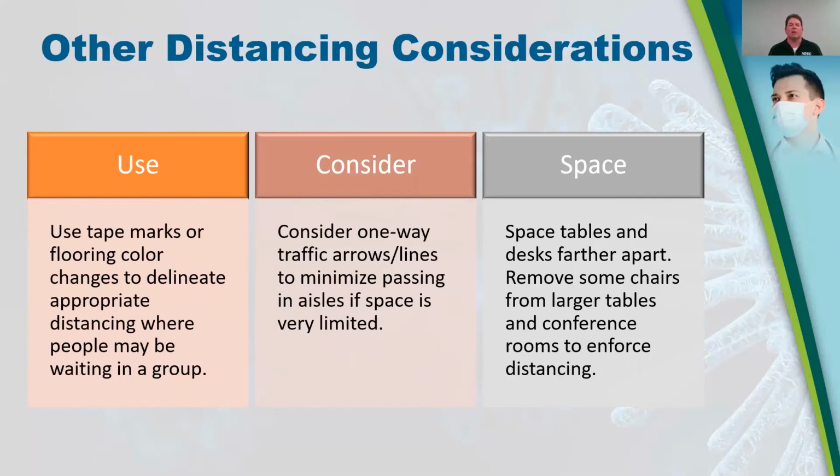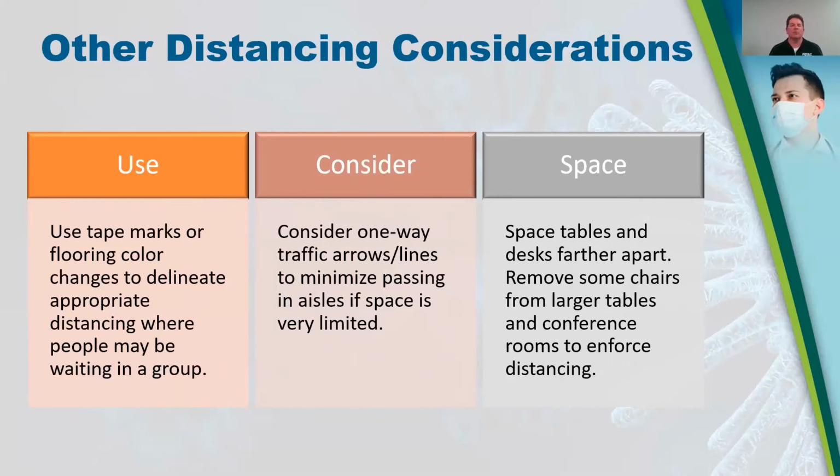Traffic arrows, minimizing passing, the things that we're seeing at Walmart and other stores where they're limiting the number of occupancy into their store. And for people that are waiting outside the building, we want to make sure that they're maintaining their safe distancing as well.